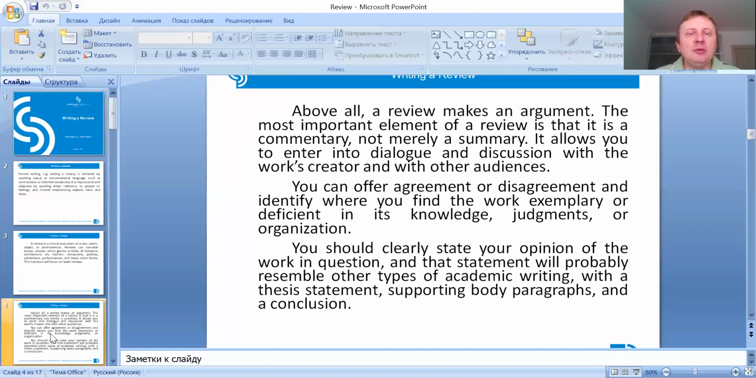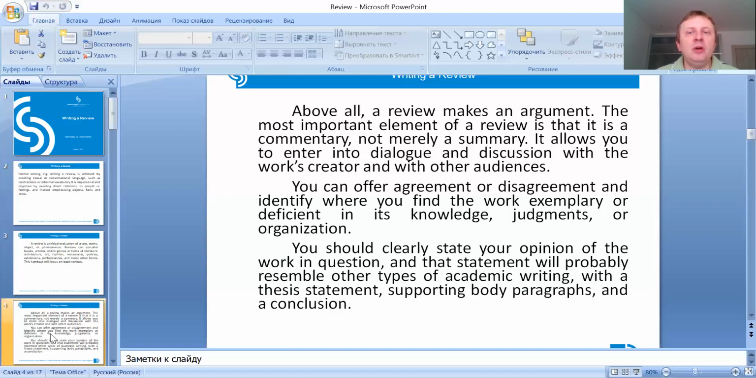It allows you to enter into dialogue and discussion with the work's creator and with other audiences. What does it mean? You read a text and you write a commentary, you express your attitude. How can we do it? You can offer agreement or disagreement and identify where you find the work exemplary or deficient in its knowledge, judgments, or organization. I will put it in simpler language: you may agree with this text, or you may disagree with this text.